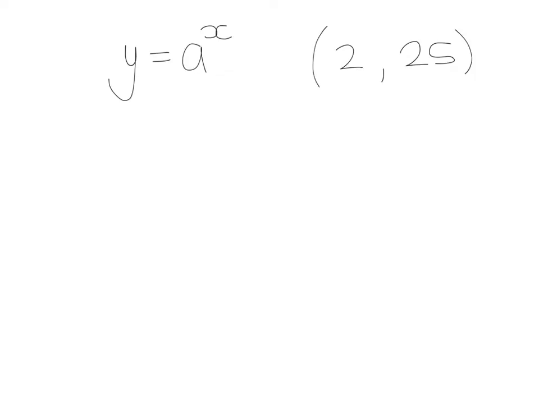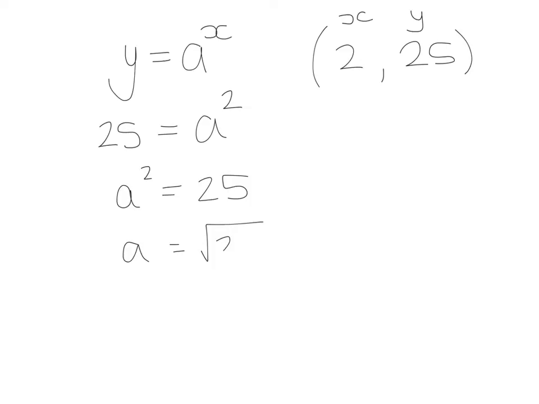Okay, this coordinate, the 2 is the x value and the y is the 25. So what we can do is we can take these values of x and y and substitute them into that formula. So 25 is equal to a to the power 2. So what's that basically saying? That a squared is equal to 25. So to solve for a, we take the square root of 25. And we're left with 5. So our equation is y is equal to 5 to the power x. So in this case, our base was 5.